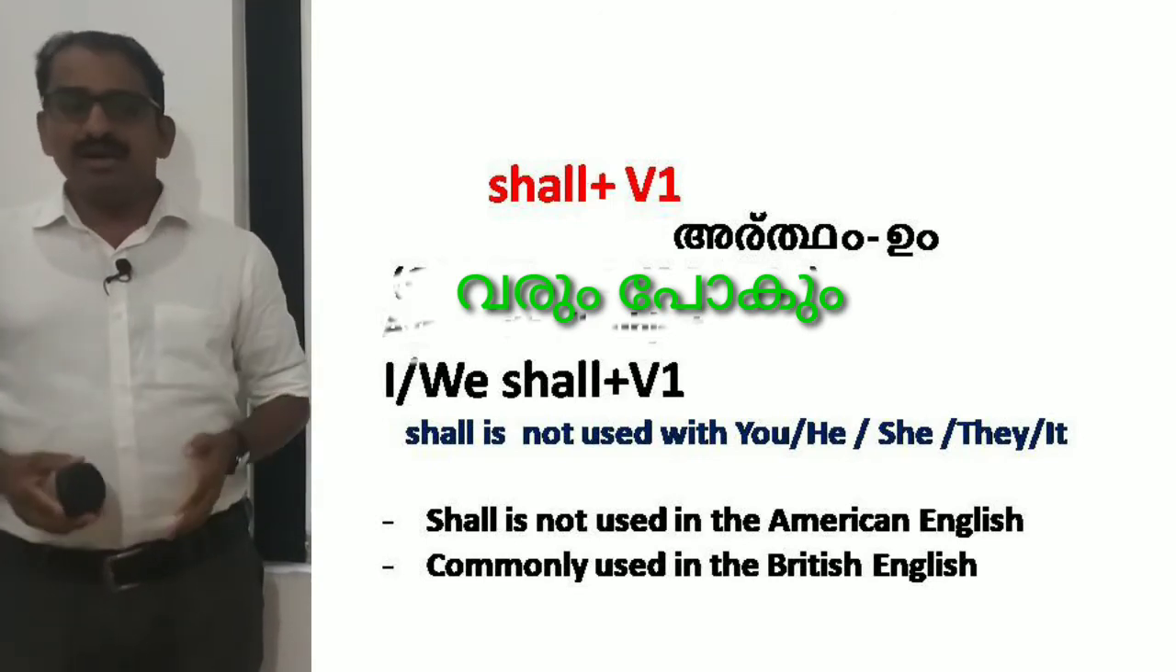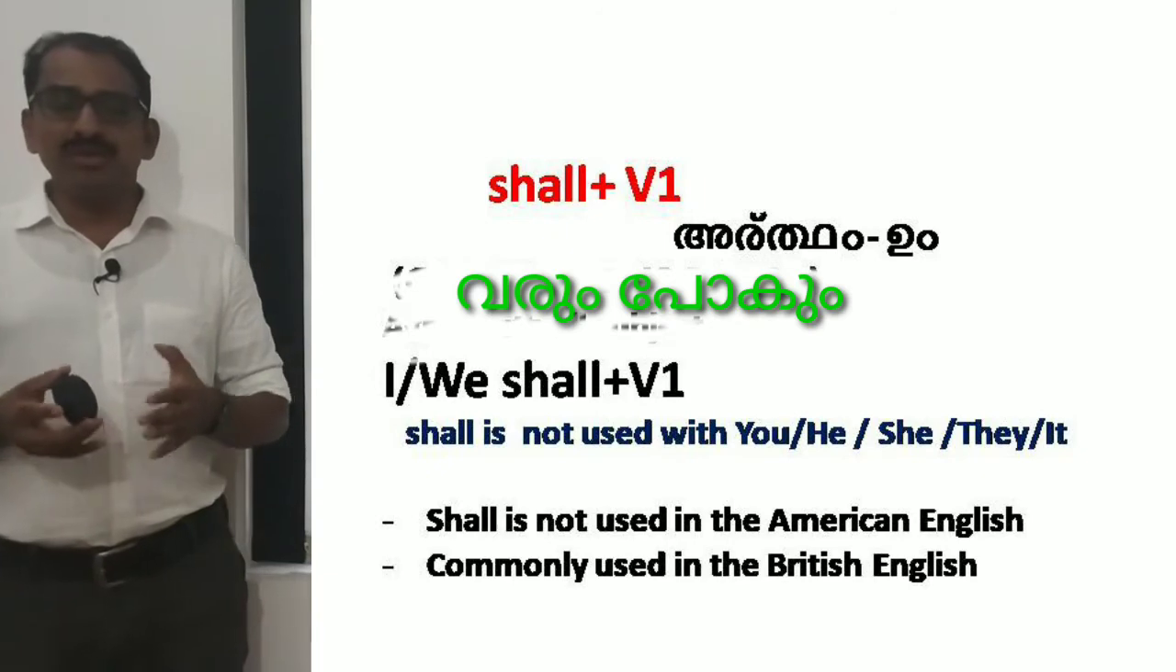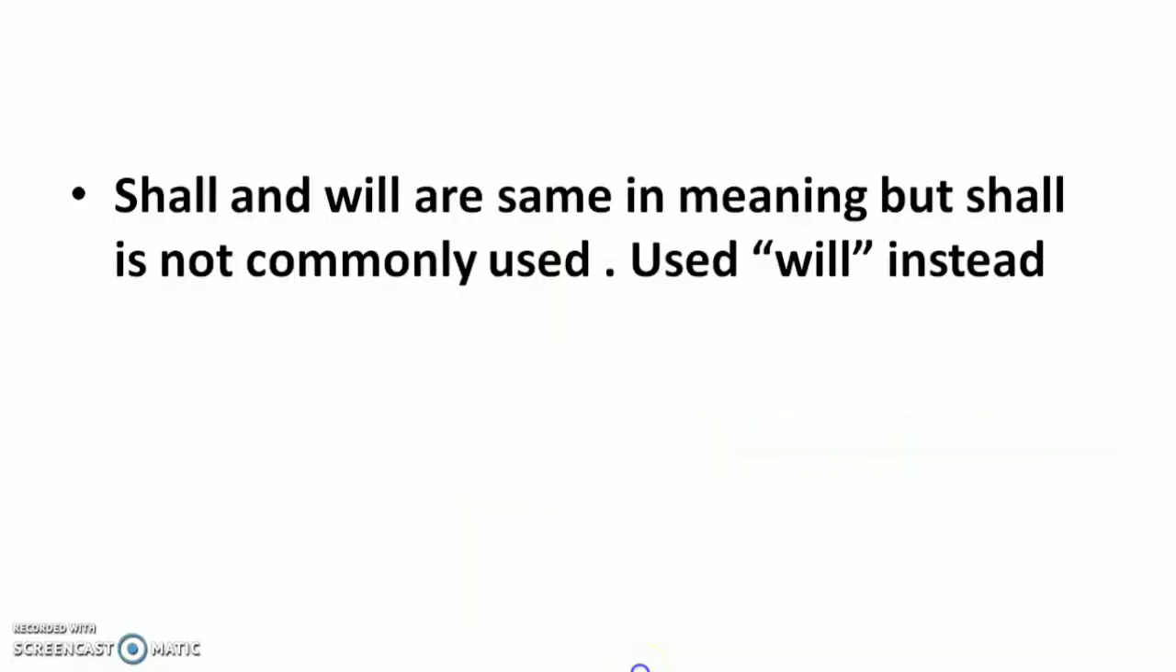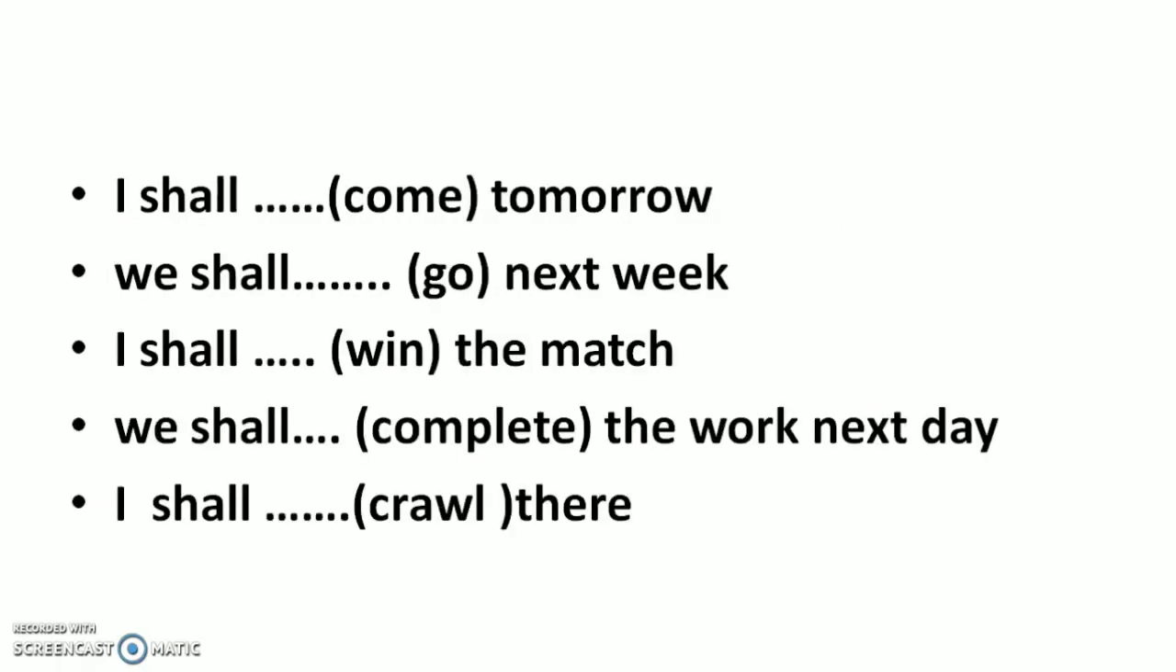You can see shall is not used with you, he, she, they, it. Shall is not used in American English, but commonly used in British English. Will is enough for the Americans. Shall and will are the same in meaning, but shall is not commonly used. Instead of using shall, we can use will along with all subjects.